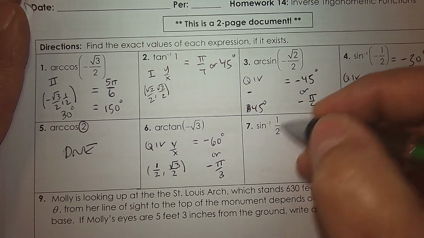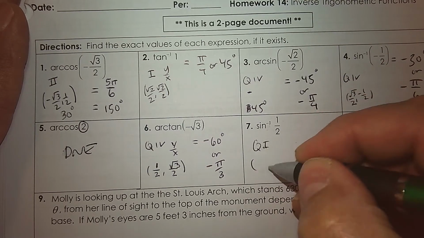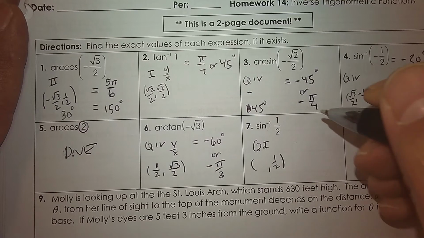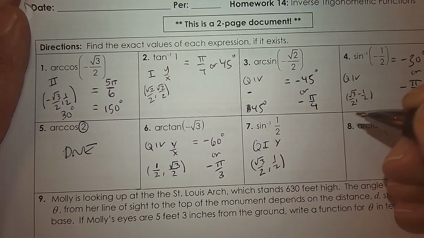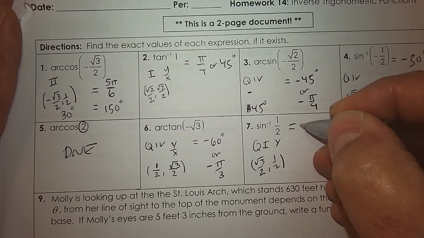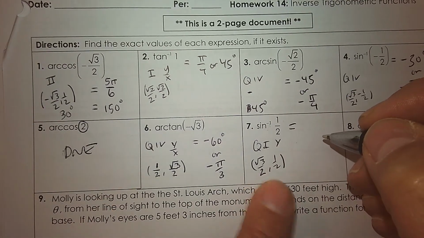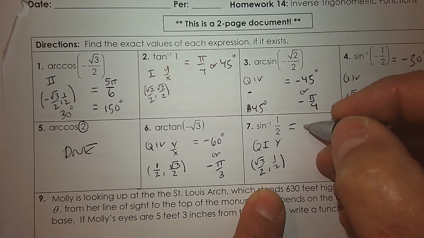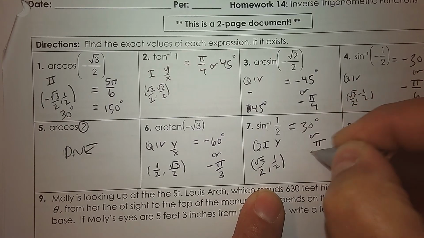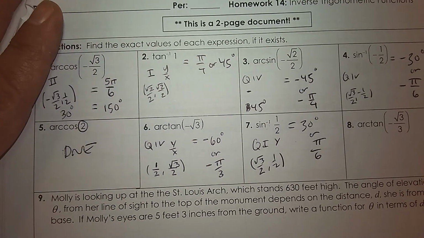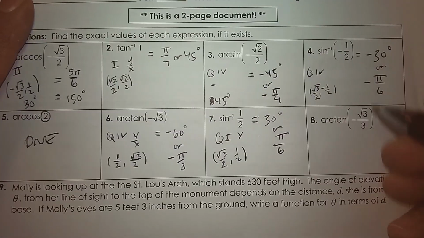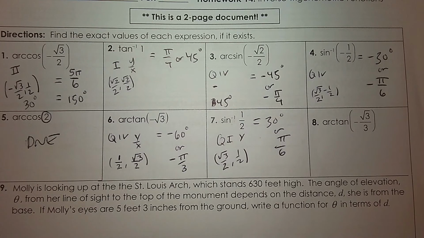Inverse sine 1/2, we're now in quadrant 1. We know the y-coordinate's 1/2. I know the rule. So the partner that goes with it is √3/2. What's the reference angle? That's the answer. So the reference angle that goes with this point, working backwards, is 30 degrees, or you can write it in radians, which is pi/6. Last one here, practicing just evaluating inverse tangent or inverse functions.